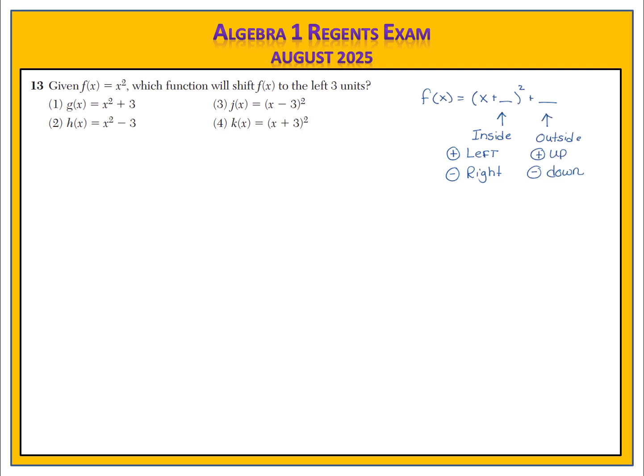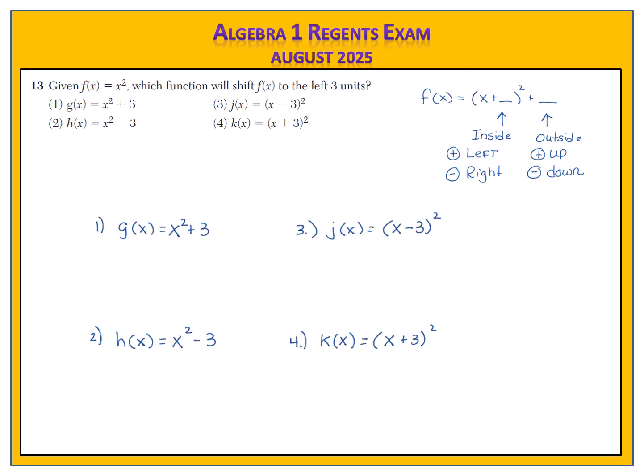The number at the end shifts us up and down. Plus a number is up that many units. Minus a number is down that many units. We look at our 4 choices. Choice 1 has plus 3 at the end. That shifts the function up 3. We want to shift left 3, and so choice 1 is not our answer. Choice 2 has minus 3 at the end. That shifts us down 3. Again, we're looking to move to the left. Choice 2 is not our answer.